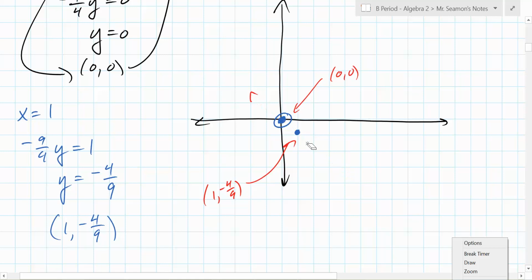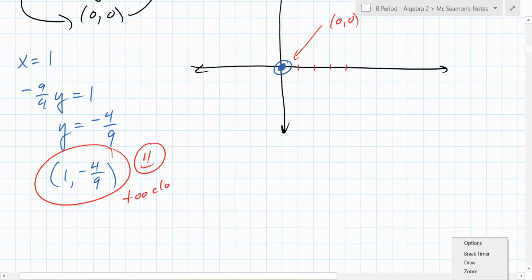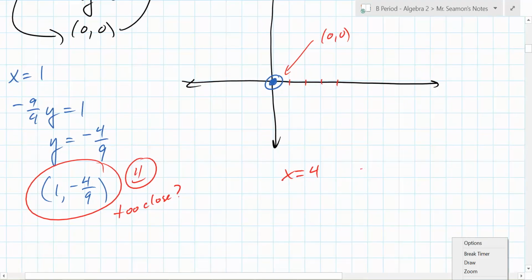So what I mean by that is, pick like 3 or 4. If that's 0, if we're saying this is 1 and this is 2 and this is 3 and this is 4, let's pick something a little further out. How about we pick 4? So this is true. That's fine, but maybe it's a little too close. So let's pick, how about x is equal to 4? If x is equal to 4, you have negative 9/4 y is equal to 4.